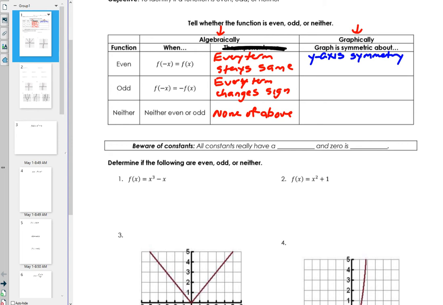Another way that you could check by the points on the graph is that for every x, y that you find on a graph, you should also be able to find negative x, y. So let's say you have a graph that has 2, 5 on it, and it happens to be an even function. What point should also be part of that graph? If a function has 2, 5 and it's even, it should also have negative 2, 5.